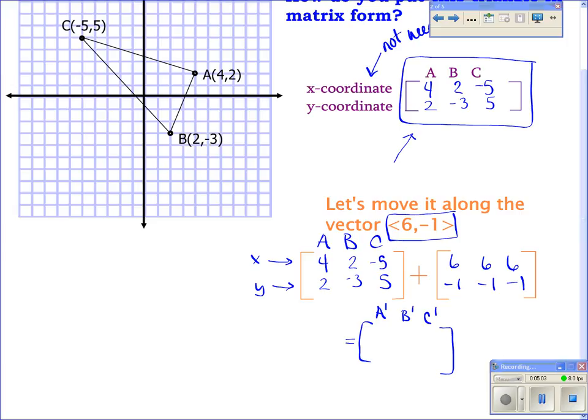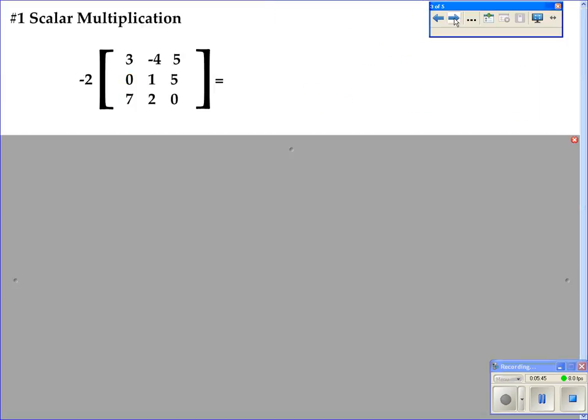So what's A prime going to be? What are the two numbers underneath A prime? 10 and 1. So the new coordinate for A prime is 10, 1. What about for B prime? Okay, what about this one? 1, 4. Questions on that? No. Pretty easy? Anyone still need this page? Okay, moving on to the next one then.